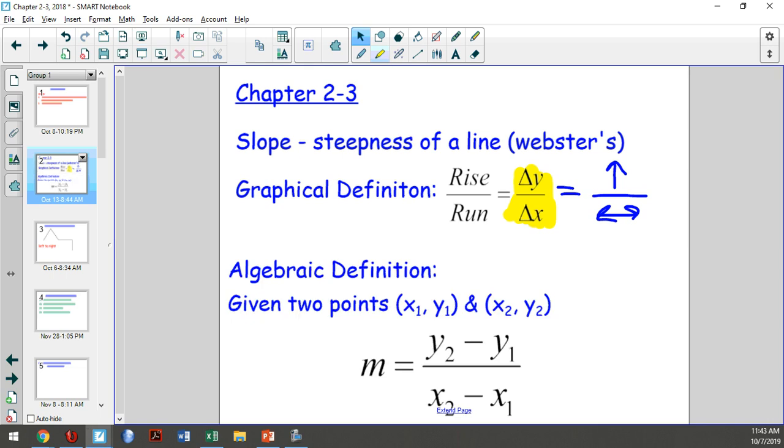Okay, the next one that we're going to talk about is the algebraic definition. And this is x1, y1, x2, y2. You know what that means? Point 1 and point 2. If I had x sub 10, y sub 10, that would be point 10. Do we all understand that?